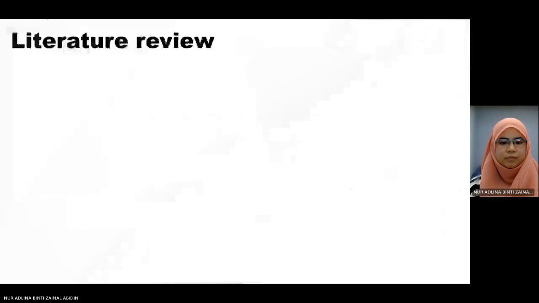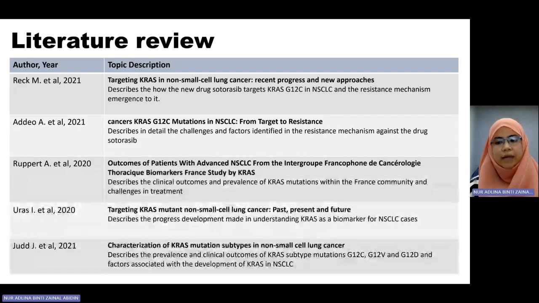In the literature review section, according to REC-M team and Adio A and their team, in 2021, they both described the challenges in targeting KRAS for treatment development and how, even with the emergence of sotorasib as a drug, there is also some resistance found within 50% of the patients that have taken the drug. They described the resistance mechanism as due to the patient signaling pathway not being solely RAS dependent. This is because most of the patients develop resistance by developing additional mutations like ERBB2 and MET amplification that could bypass the RAS protein in activating cellular pathways like cellular proliferation.